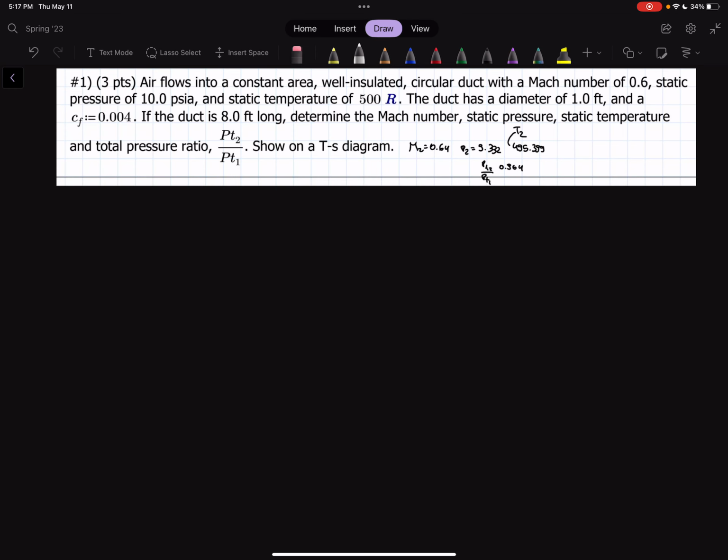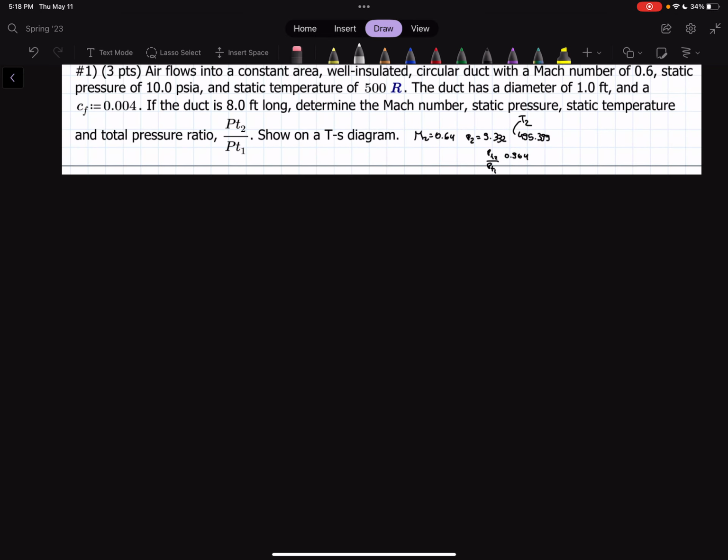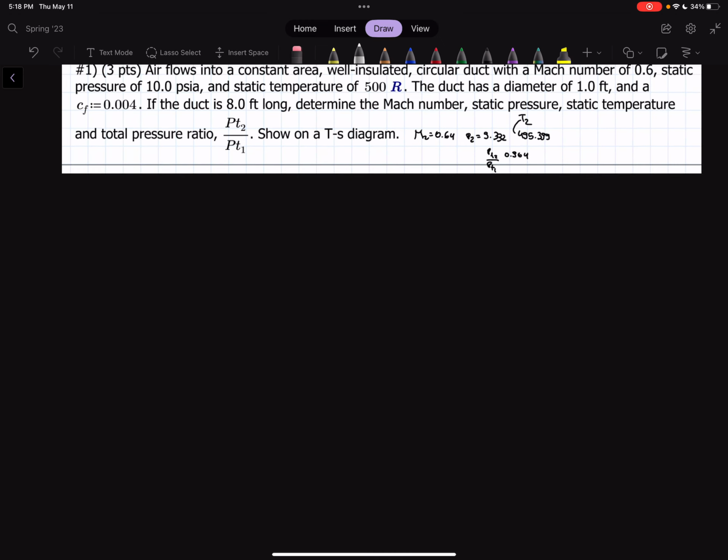Air flows into a constant area, well insulated, circular duct with a Mach number of 0.6, static pressure of 10 psi, which means pounds per square inch absolute, and static temperature of 500 Rankine. The duct has a diameter of 1 foot and a coefficient of friction of 0.004. If the duct is 8 feet long, determine the Mach number, static pressure, static temperature, and total pressure ratio. Show on a TS diagram.